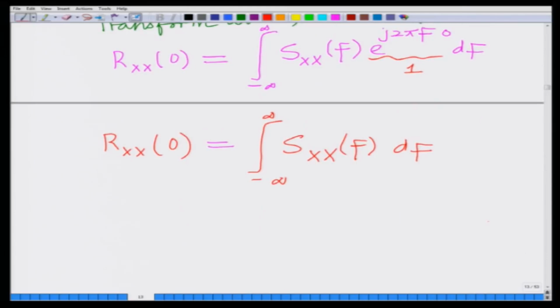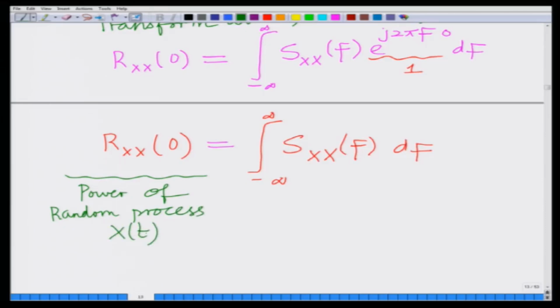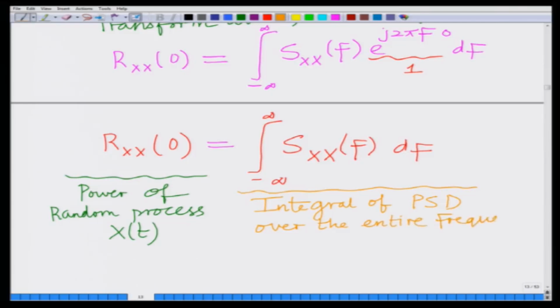Now, we can clearly see that Rxx(0), that is, the autocorrelation at tau equal to 0, is the expected value of x(t) squared. This is the power of the random process x(t), that is what we have seen. And this is simply the integral of the power spectral density over the entire frequency domain.